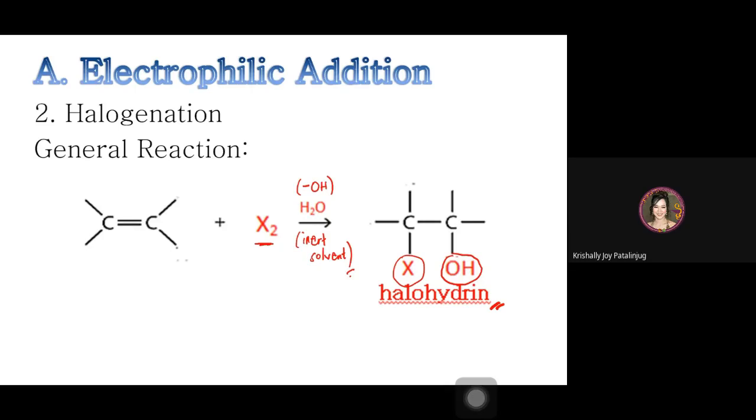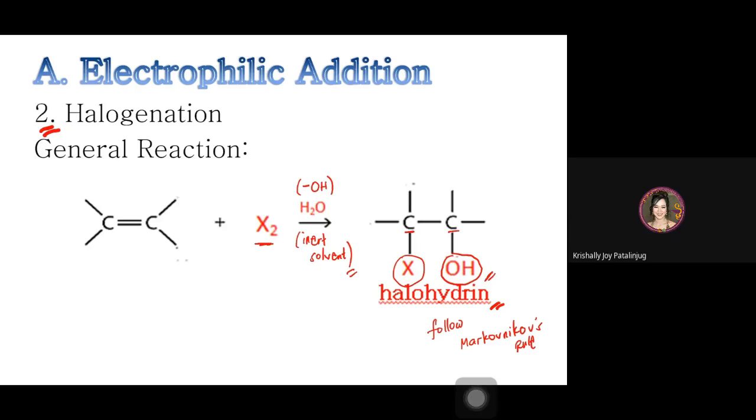So, later, you will find out saan dapat yung OH ma-add. Okay? Saang double bond carbon siya ma-add. It will actually follow Markovnikov's rule. So later, siguro sa next nga reaction, ma-encounter na to ang Markovnikov's rule. Okay? Sige. So this is a good example.